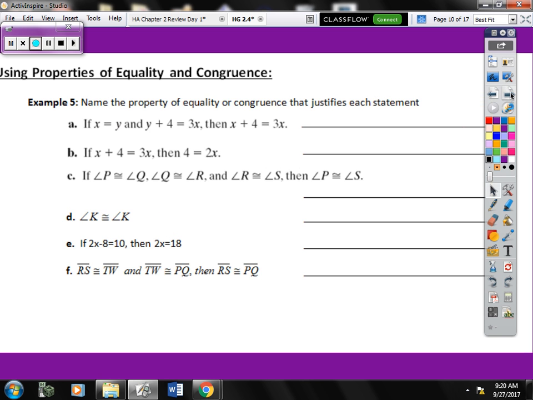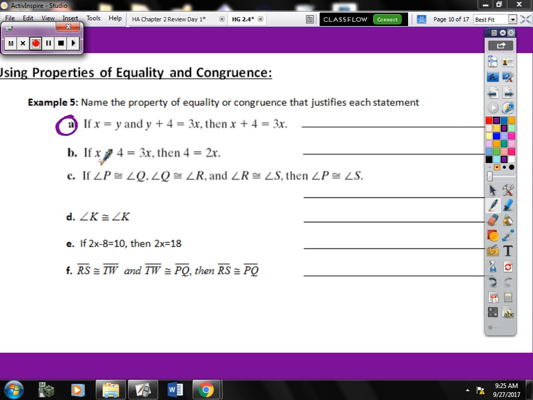What I want you guys to do is look through these and see if you can name these properties. So it's either addition property, symmetric property, transitive property. But make sure that you put either of equality or of congruence. Okay, I'm going to give you guys a few minutes to try them. If you don't know one, just skip over and come back to it. But see if you can name them. Look back at your notes, and then we'll pair share while I'm passing out.